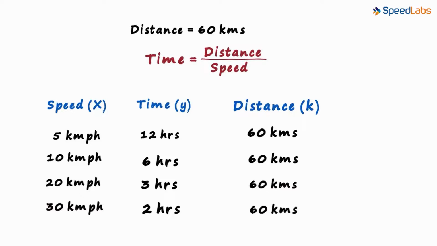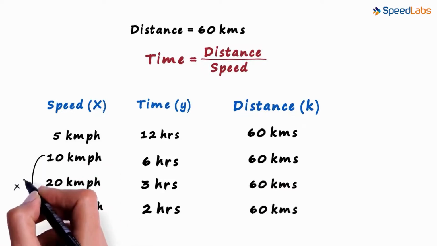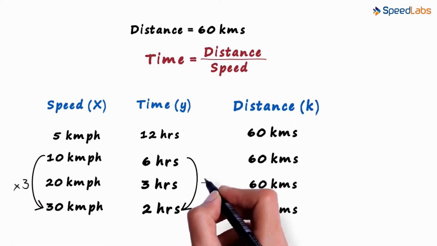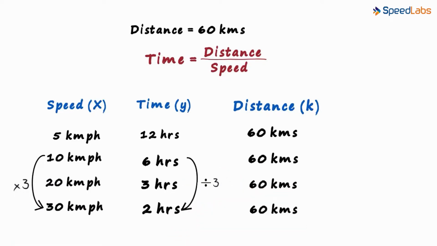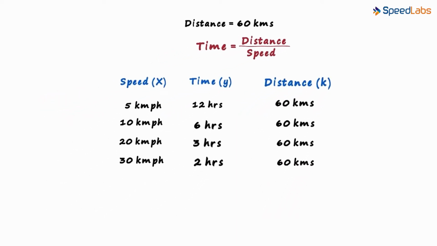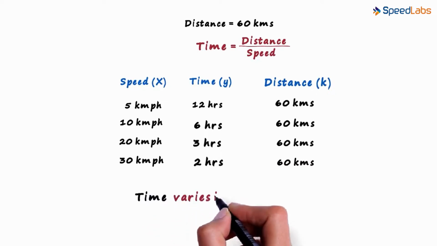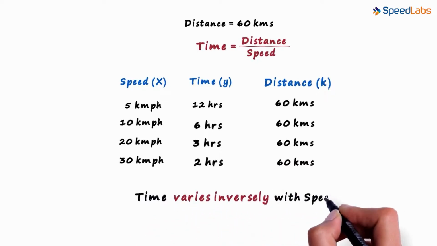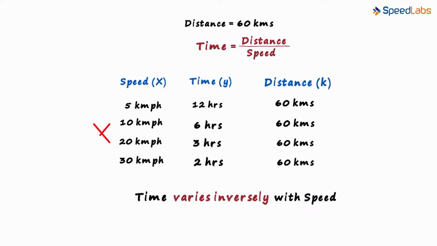Similarly, in the second and the fourth cases, when we multiply the speed by 3, we divide the time taken by 3. So when speed is scaled up by a factor, the time taken will be scaled down by the same factor. That is indirect variation. But how do we say that indirect variation exists between these 2? We can say that time varies inversely with speed. We call it inverse because if it's a multiplication here, it results in a division here.